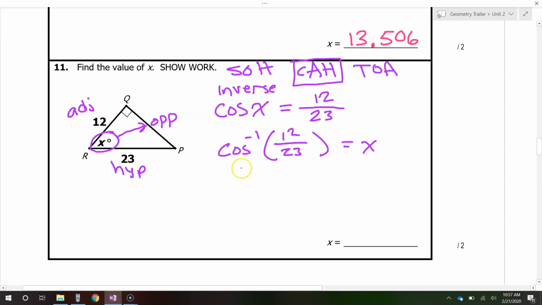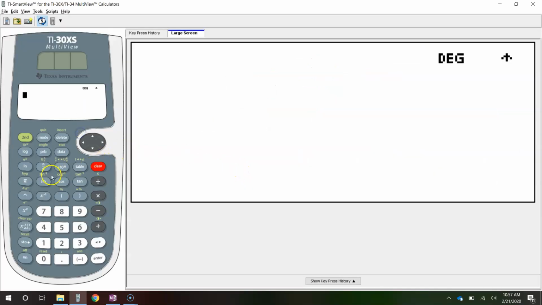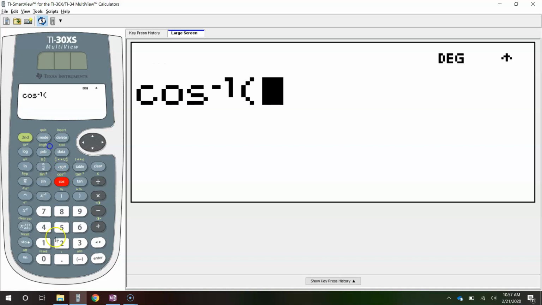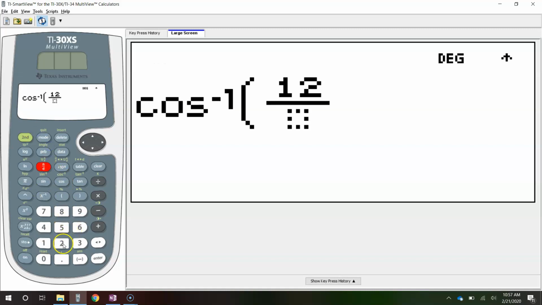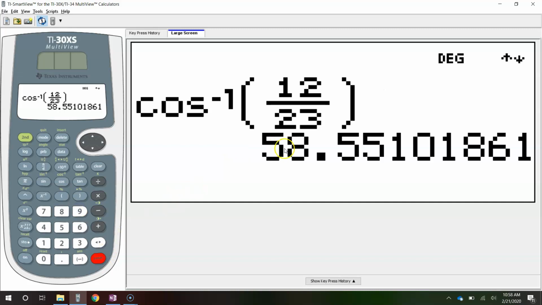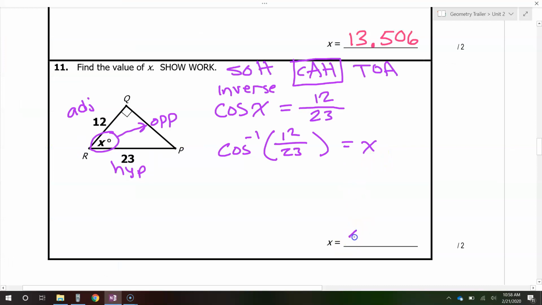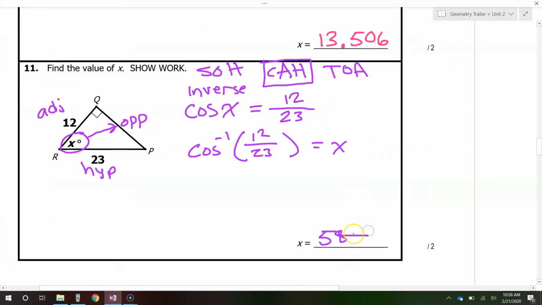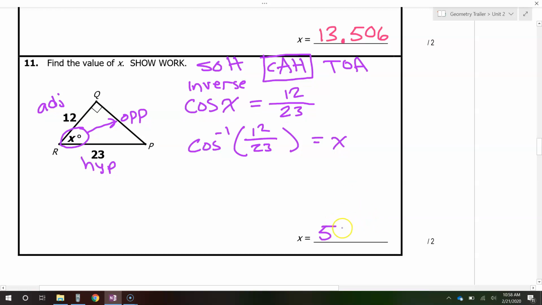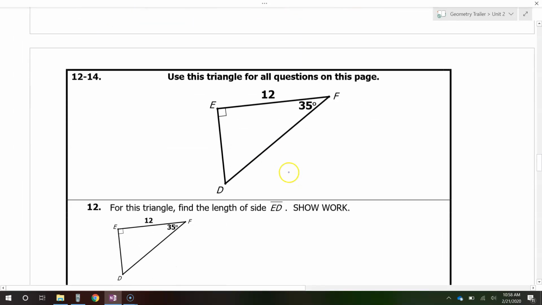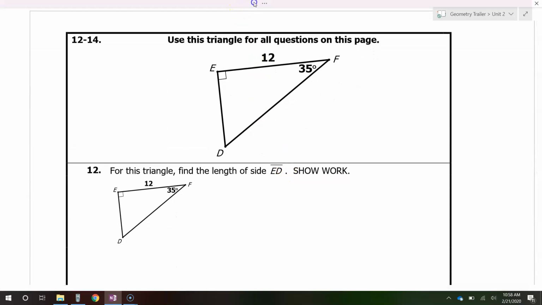Calculator time. All right, inverse cosine of 12 over 23, 58.551. Whoa. All right, great. Moving on.